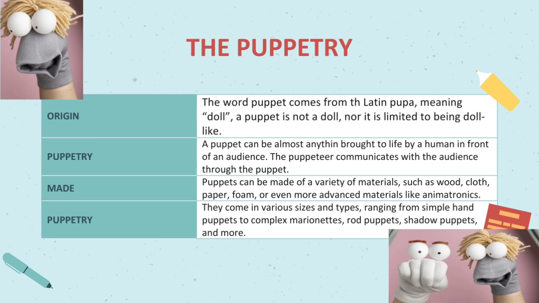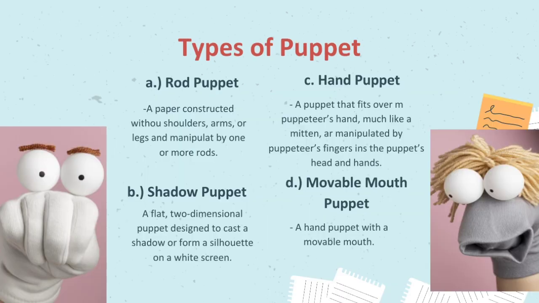Also, puppets can be made from materials like wood, cloth, paper, foam, or even high-tech materials like animatronics. They also come in many different types, from very simple to complex. Now we also have the different types of puppets. The first in line is the rod puppet, a puppet that is constructed without shoulders, arms, or legs and manipulated by one or more rods.